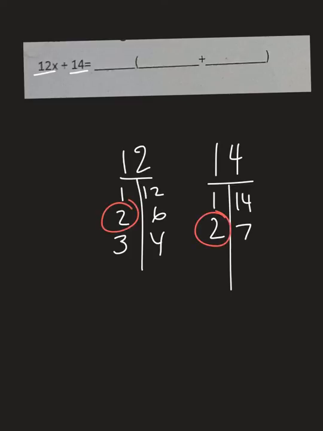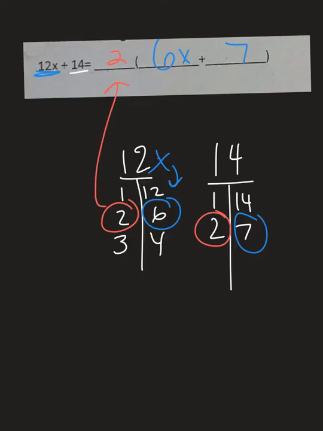Okay, so we take that greatest common factor and we are going to put it on the outside of the parentheses. So that 2 is going to go on the outside of the parentheses. And then we're going to take the remaining factors, which are 6 and 7, and those are going to go inside of the parentheses, 6 and 7. Now, if you look back at the original problem, we had an x that was with the 12, right? The x was with the 12. So that means that that x needs to go with the 6 back in the parentheses. So it should be 2 parentheses 6x plus 7.